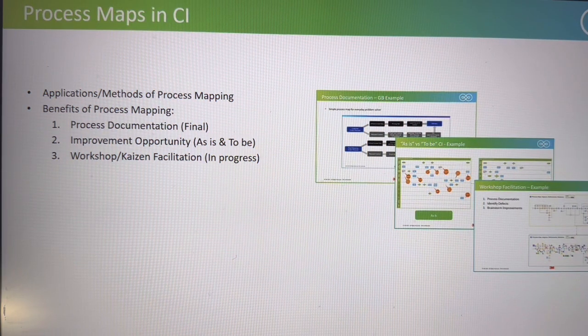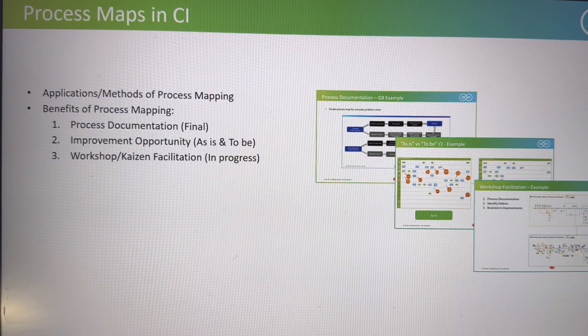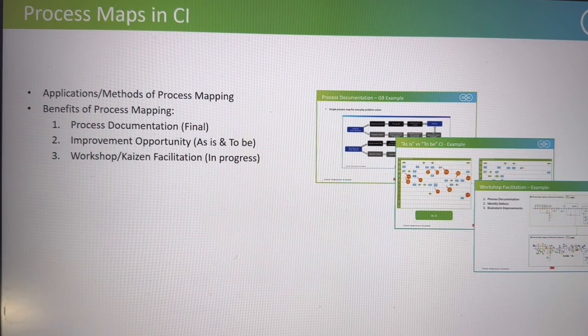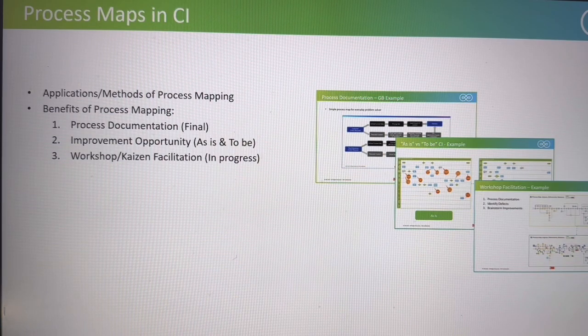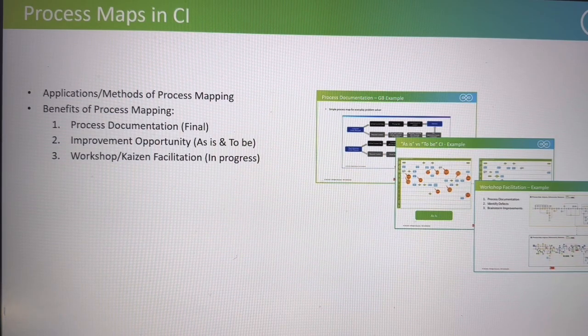Today we'll run through the process maps in continuous improvement, looking at the applications, methods of process mapping, which include benefits of final process documentation, improvement opportunities, as is versus to be, and then finally workshopping and Kaizen facilitation, which are process maps that are in progress.